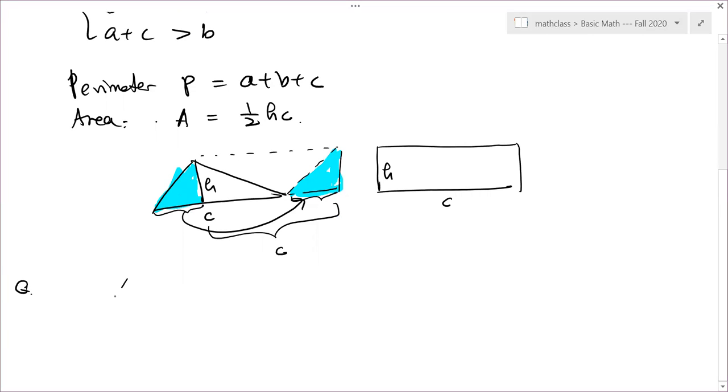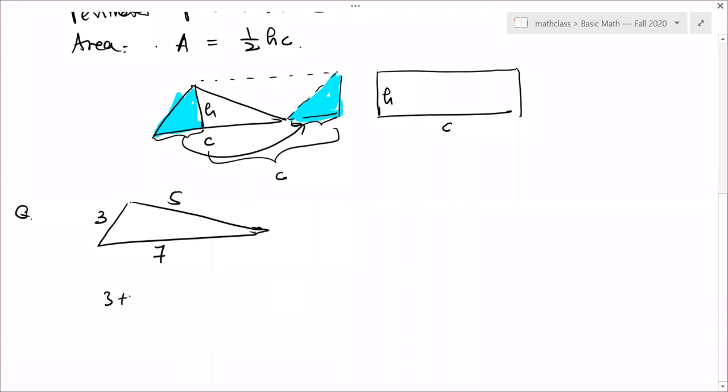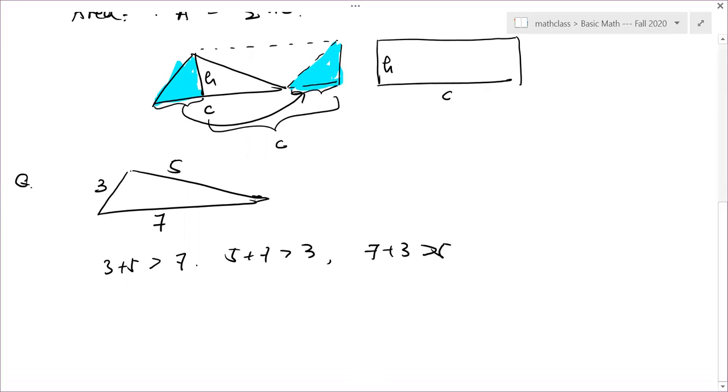So let's take a look at the following example. I have a 3, a 5, and a 7. I want to make sure this is indeed a triangle. Well, 3 plus 5 is greater than 7, right? 5 plus 7 is greater than 3, and 7 plus 3 is greater than 5. Yes, they satisfy the three triangle inequalities. Can we find the area? We don't know.